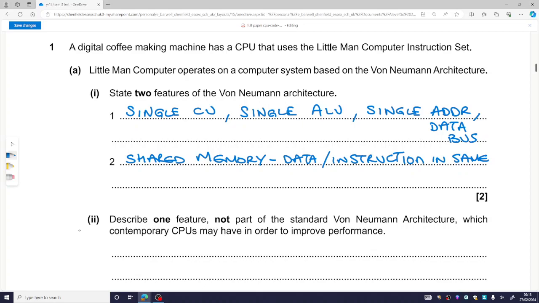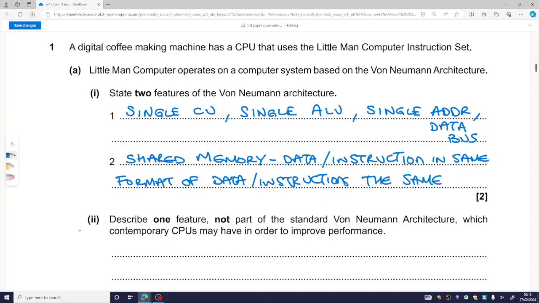Okay, so shared memory. So programs and data will be found in the same areas of memory. And then the other thing that sits with that is the format of data and instructions is the same. And that format is just a binary number. Okay, but it is really important when you're talking about the control unit, the buses and the arithmetic and logic unit in von Neumann, that you do say there's only one.